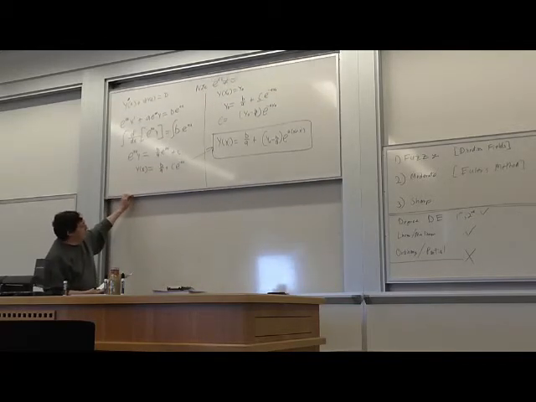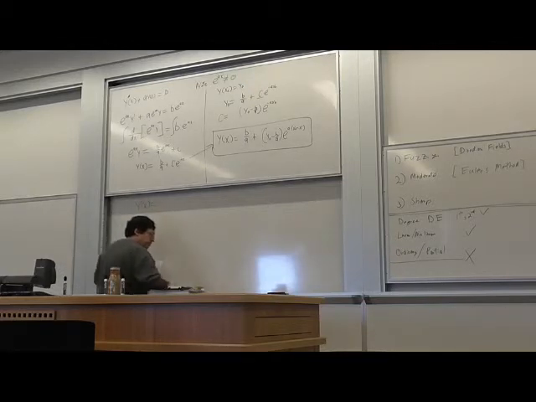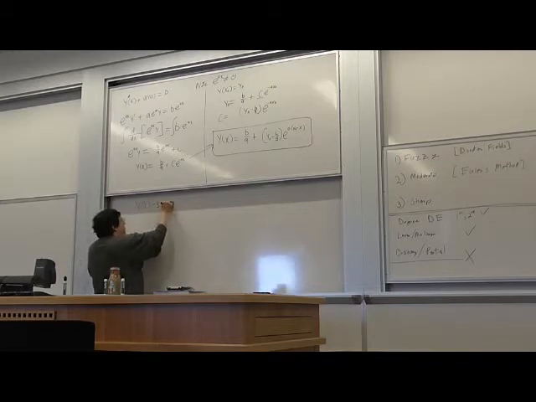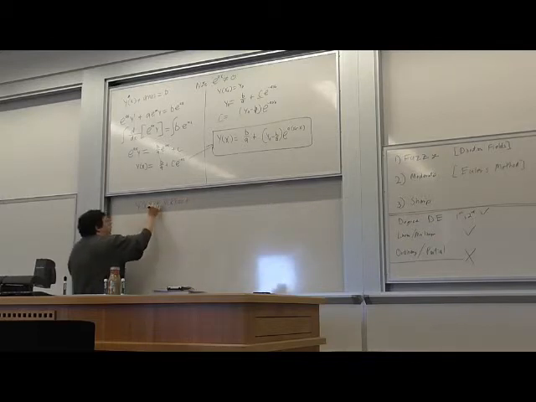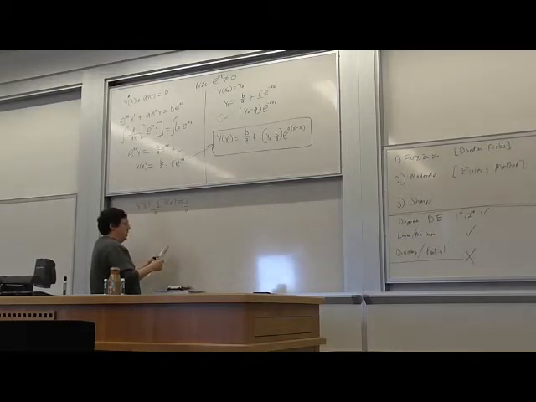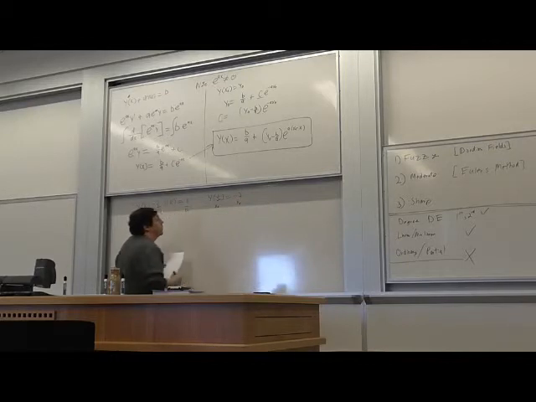Let's try an example. We have y prime of x minus 1/2 y of x equals 1. So here's my a, here's my b, and my starting condition is y of 1/2 equals minus 2. This is my x naught, and that's my y naught.